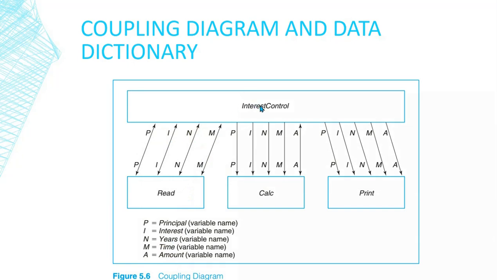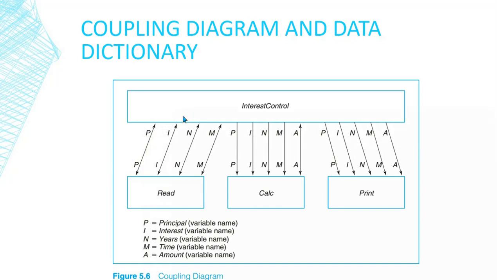So the interest control first will pass these local variables, P, I, N, M, to the read module by reference. Why are we sending them by reference? Because we need the read module to change these values. When they change in the read module, since they are passed by reference, we have two arrows here.